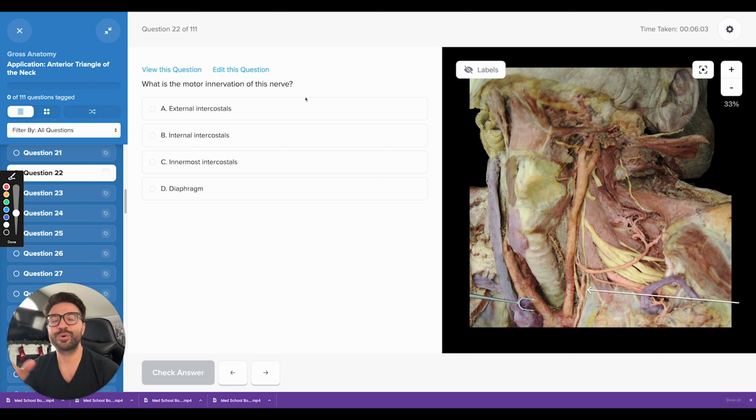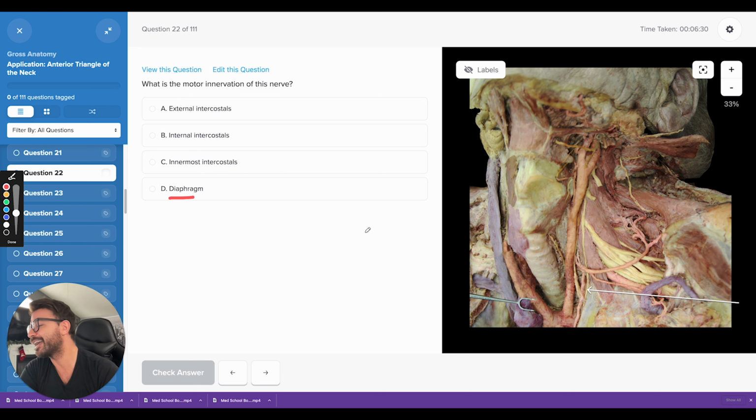So let's come over to our answer choices and go through them. So is it going to provide motor innervation to the external intercostals? Well, no, these are going to get their motor innervation from the anterior rami of the spinal nerves. The internal intercostals, similarly the anterior rami at each level of the spinal nerve. The innermost, again, similar to all three. So these are all innervated by the anterior rami of T1 through T11.